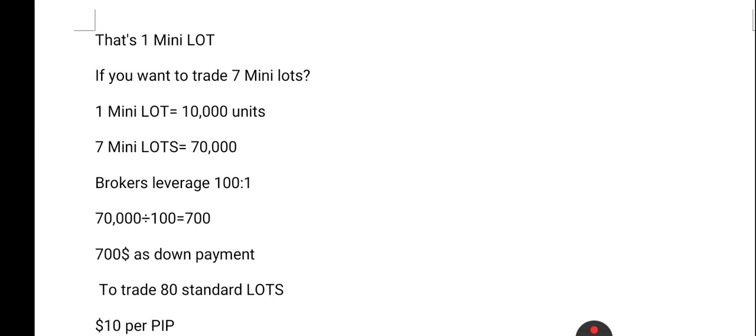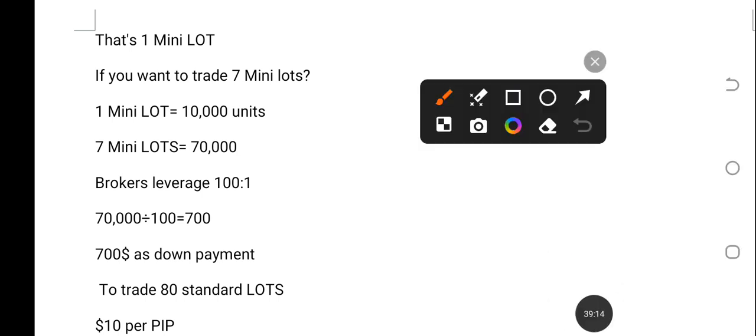All right. Now let's look at other examples. Let's say you want to trade 7 mini lots. You already know that one mini lot is 10,000, right? But you want to open a position of 7 mini lots. So how many units of currency will you need? You need 70,000 units of currency to open a position of 7 mini lots. This is just for example purposes. If you are going to do that on your platform, it's going to be 0.7, just like I've explained in the last one.